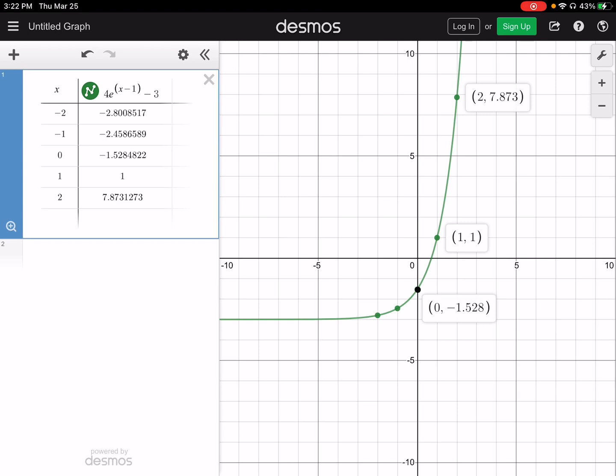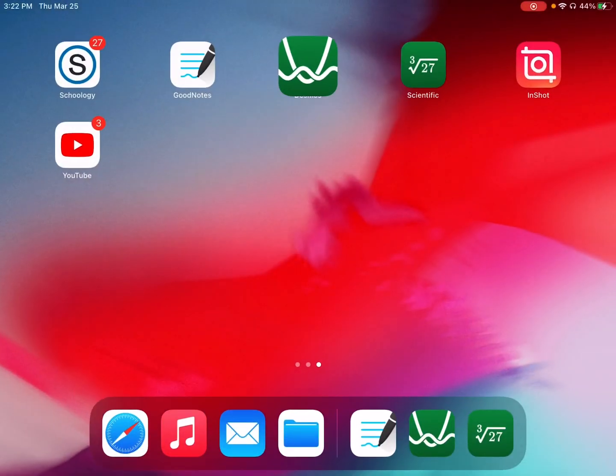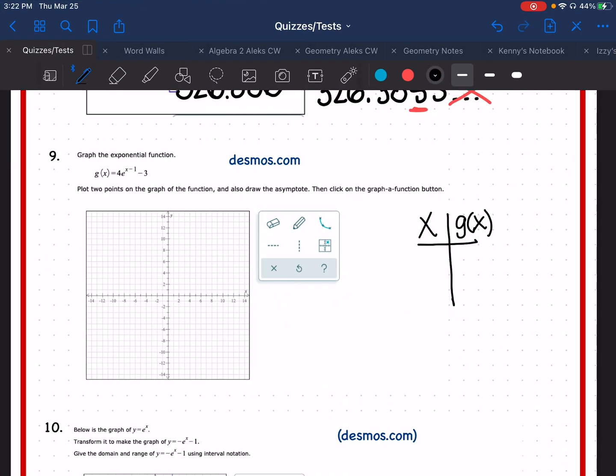Notice that when I look at them on the graph, the decimal's a little bit less than what I see in the table. That's okay. Alex will plot either one of these and it will count it correct. So those are 3 points right there. You can use any of the 2. I'm going to use 1, 1 for sure. And then I think I'm going to use the 2 and the 7.873. So that's what I used in Alex. And it went ahead and it graphed it for me.